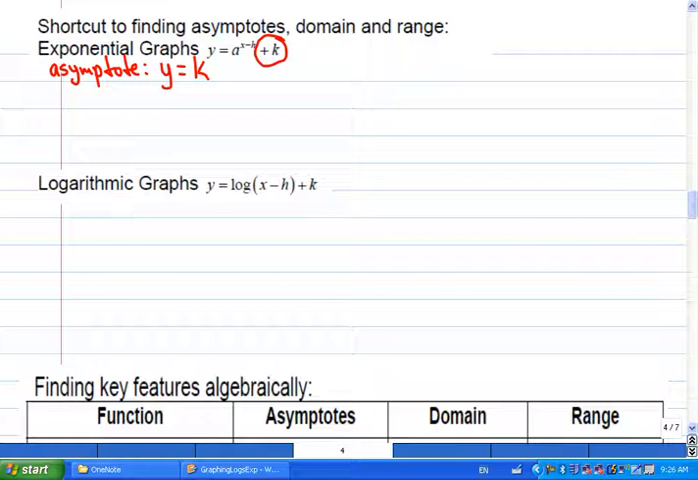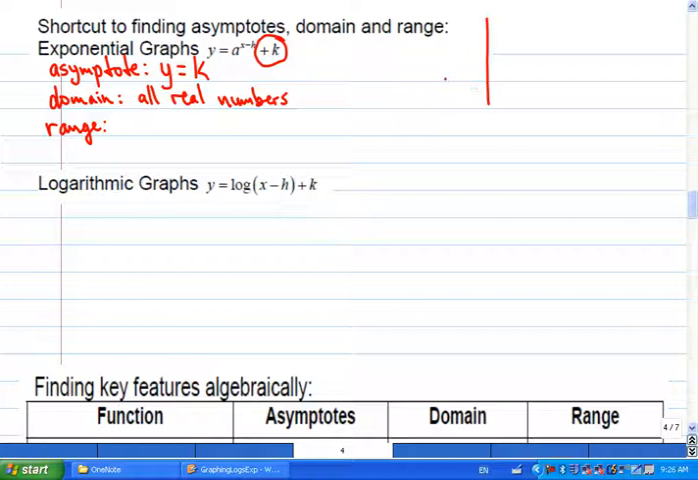Now, if we wanted to find the domain, there are no problems with domain regardless of how we shift the graph left and right. It will always be all real numbers.